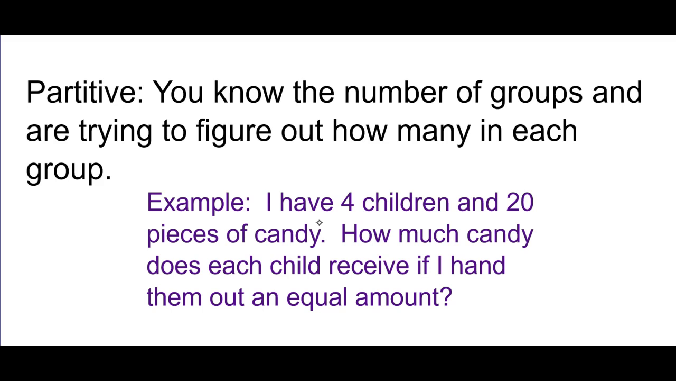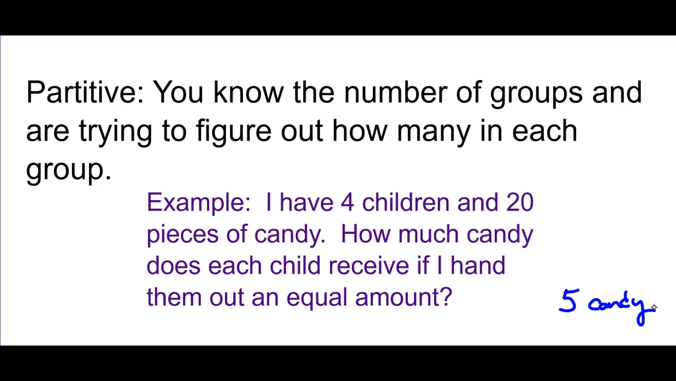But the main thing I want you to know, because sometimes this can be a little confusing, is with partitive division, you know the number of groups and you're trying to figure out how many are in each group. So I've got a bunch of candy and I know I'm going to divide it into four groups because I have four children. And then my answer there is going to be what? Five, right? Because you got 20 divided by four, five. But the question is five what? Five children or five pieces of candy? It's going to be five pieces of candy because I'm dividing the candy into groups and I want to know how much candy is going into each of those groups.